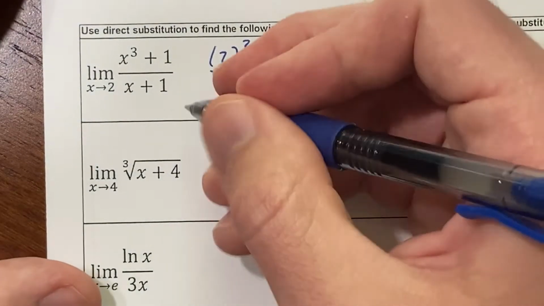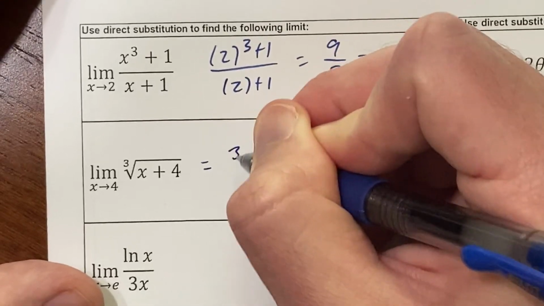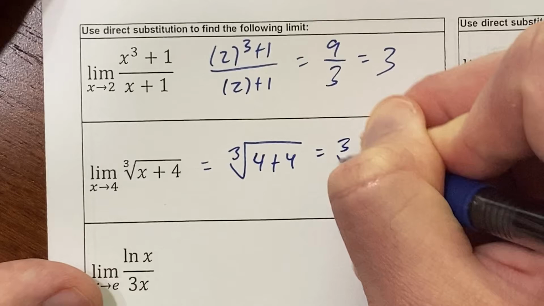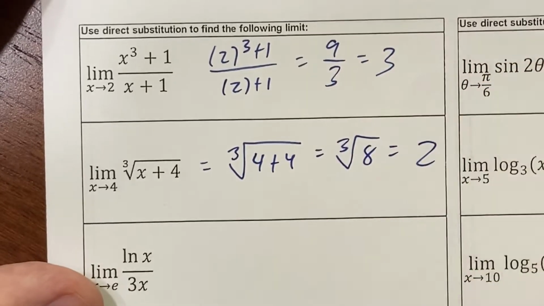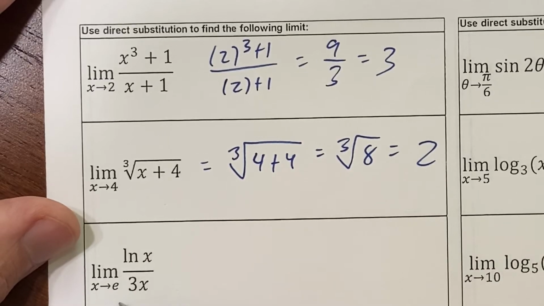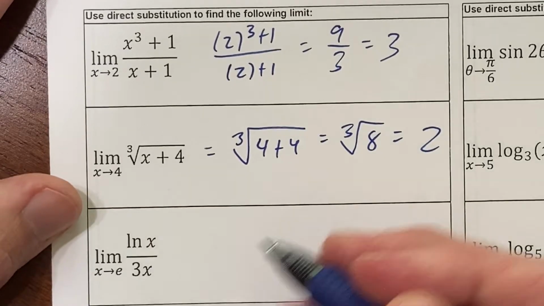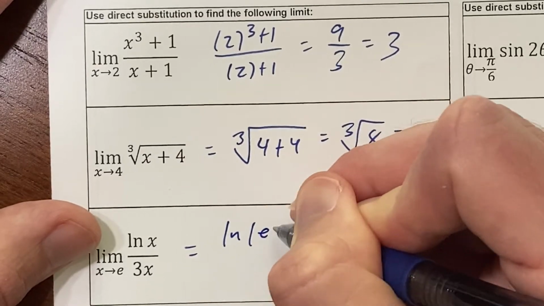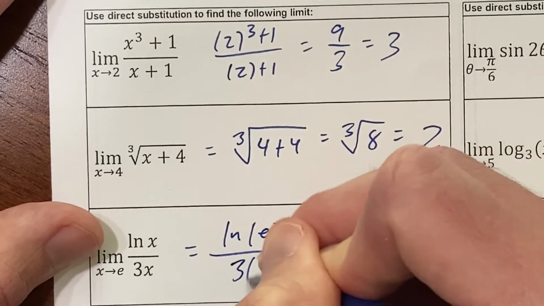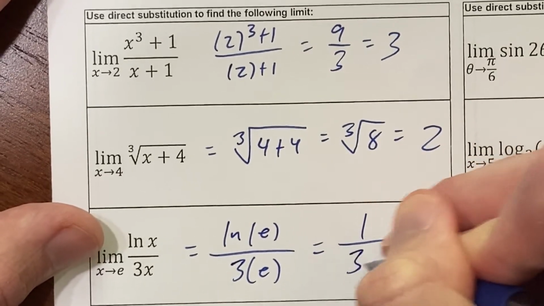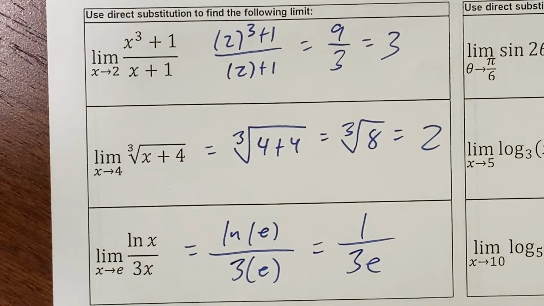Next one, plug in 4. 4 plus 4, that's the cube root of 8. That's just 2. Limit as x approaches e. Ooh, so that would be natural log of e, 3 times e. Natural log of e is just 1. And let's just leave it like that. Don't tell anybody we left that down there in the denominator.